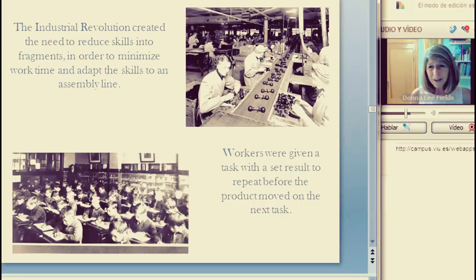Well, we don't want our students necessarily to go into factory work unless they want to. We want to give them as many possibilities as possible. But this is where the traditional teaching came from, and we want to just reconsider what our objectives are and what the opportunities we want to give our students are.